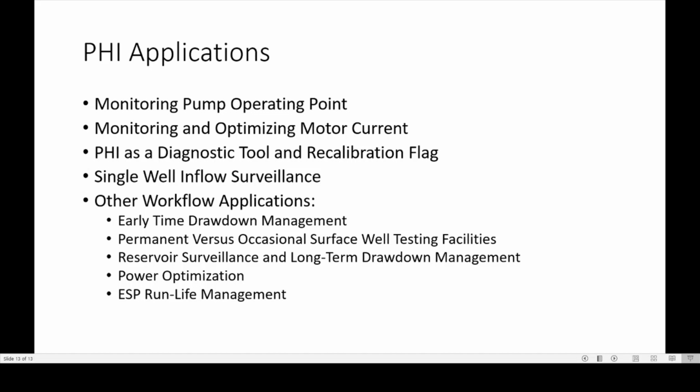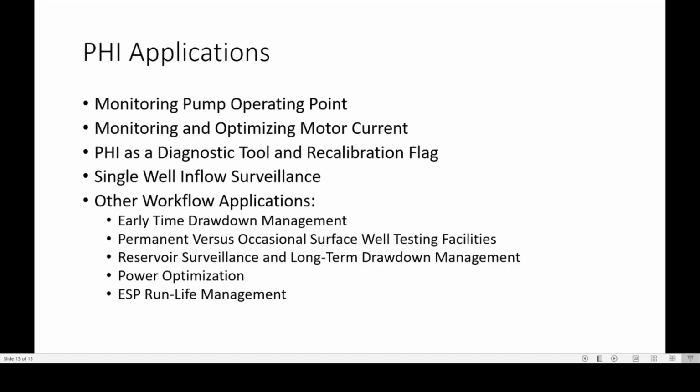Here are the applications for the PHI. You can do the monitoring and pump operating point. You can monitor and optimize the motor current. You can use the PHI as a diagnostic tool and a recalibration flag, so you need to recalibrate your ESP downhole data. You can use the single well inflow surveillance, so you could compare RTA analyses and diagnostic plots using the downhole rate data that is calibrated using this PHI method. And there's other workflow applications such as early drawdown management, permanent versus occasional surface well testing facilities, reservoir surveillance and long-term drawdown management, power optimization, and ESP run life management.